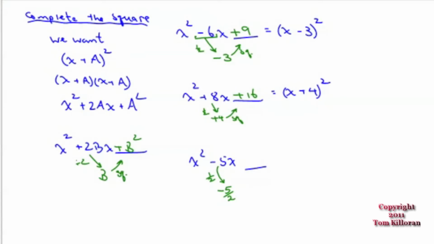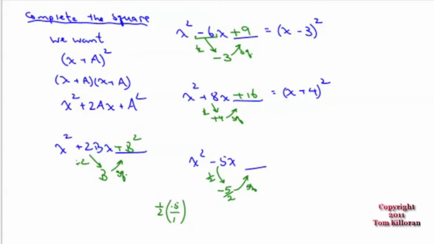Now, if you get confused with this, just go off to the side. It's 1/2 times negative 5. How do you multiply fractions? Well, first of all, you put a 1 under the 5, and then you go straight across. So it's negative 5 over 2. And that becomes kind of simple. Square negative 5 halves. 25 fourths. Negative 25 fourths.